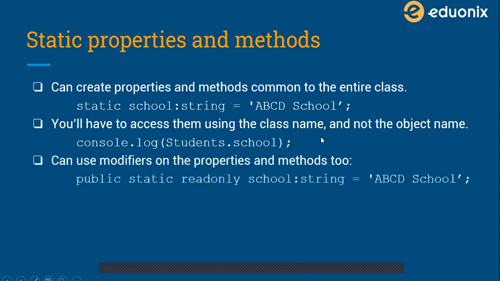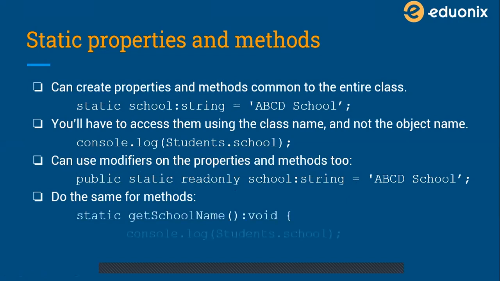And you can use modifiers on your properties as well. The access modifier comes first, so your public, private or protected comes first, and then static comes, and read only comes last. This basically says that this can be accessed from outside anywhere, and it's static, which means you have to use your class name, and it's read only, which means you can't change the value. Similarly, you can do the same for your methods as well. I've created something called get school name, and I've made that static, and that's pretty much it. You can access that with the name of your class as well.